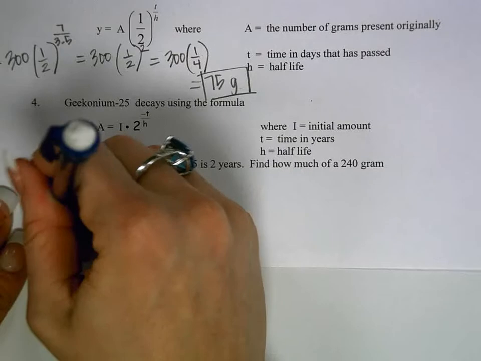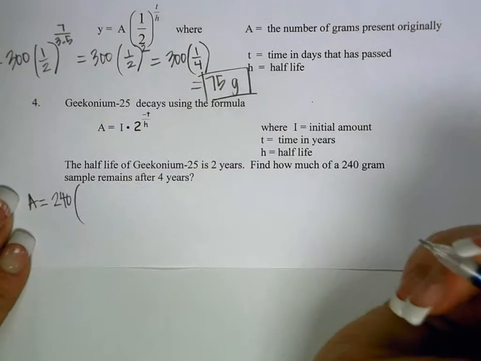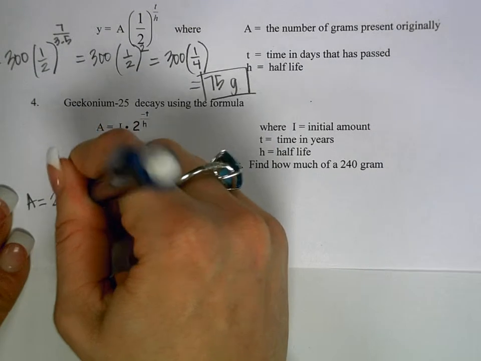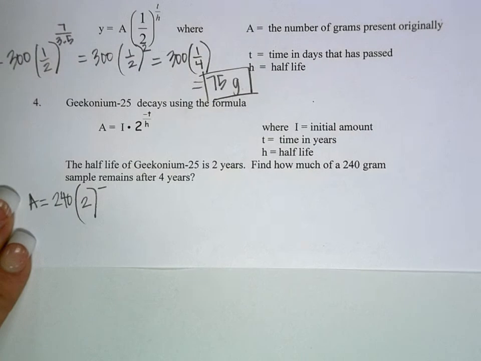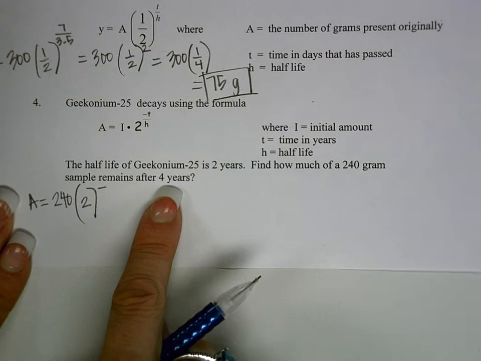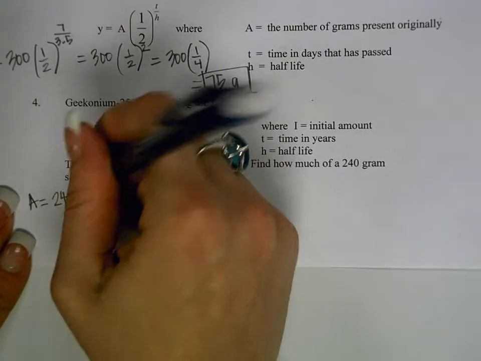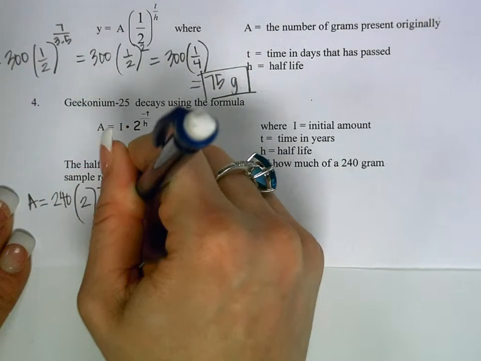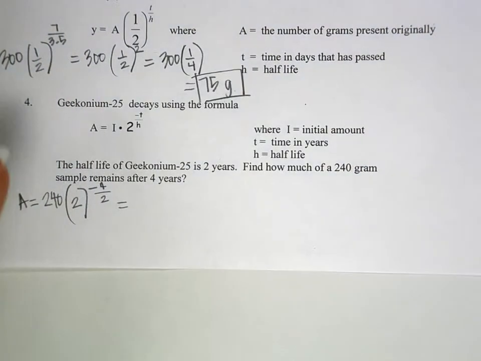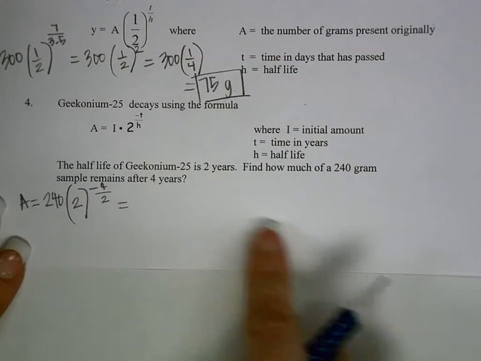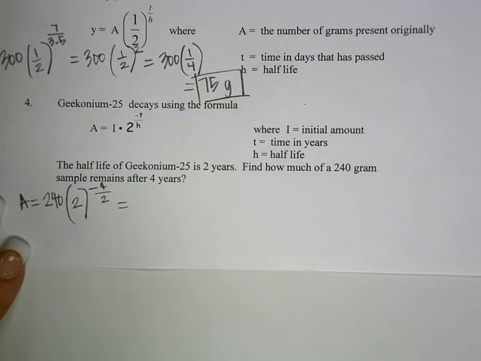240. The 25 has nothing to do with this problem. It's just in the name. So 240 times 2 to the negative, what's your total amount of time? Total amount of time is 4. Its half-life is 2. So these aren't actually very difficult problems if you put things in the right place. You have to read them so you make sure that you put them in correctly.